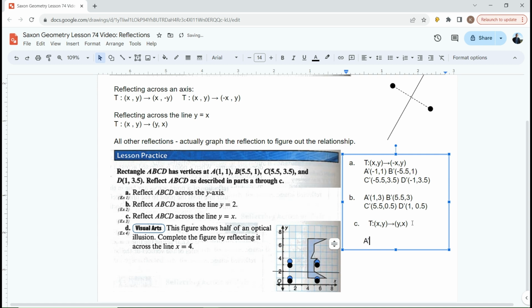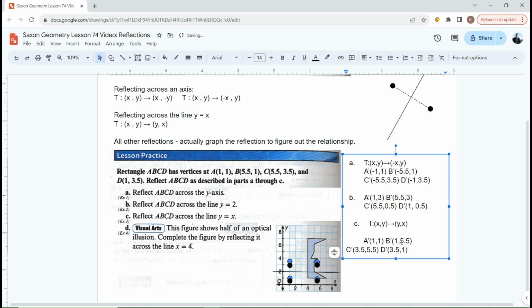Well, that means that A prime is going to be 1 comma 1. Because it's on the line of reflection, it's not going to move. If I flip the 1 and the 1 around here, it's the same number anyway. It's not going to matter. B prime is going to be 1 comma 5.5. C prime is going to be 3.5 comma 5.5. Notice I flipped around the x and the y. And then D prime is going to be 3.5 comma 1.